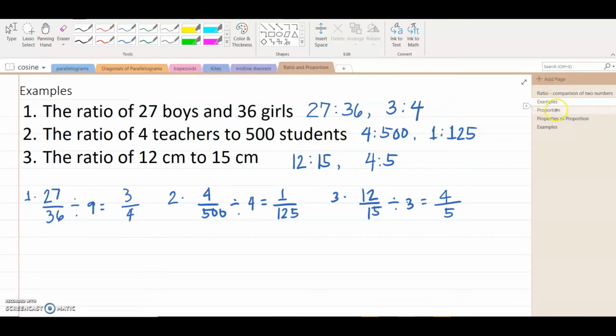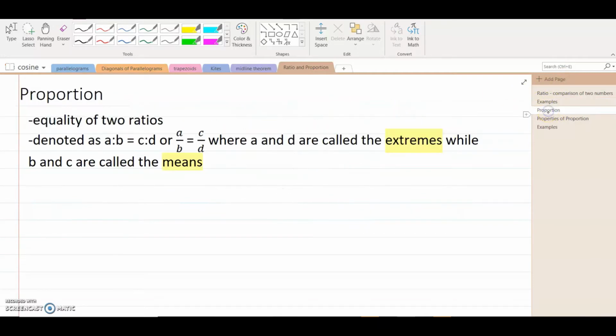And that will lead us to proportion. When we say proportion, this is an equality of two ratios, denoted as A is to B equals C is to D, or we can write it as A over B equals C over D, where A and D are called the extremes, while B and C are called the means.